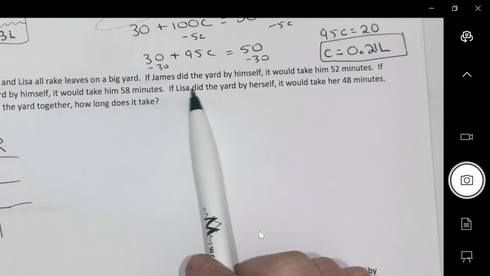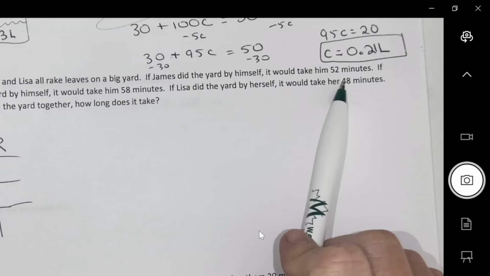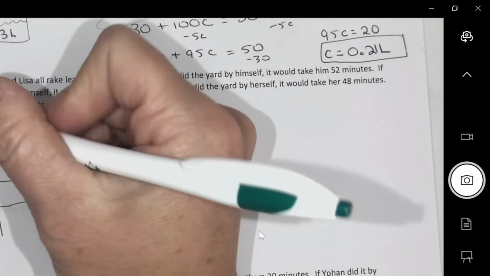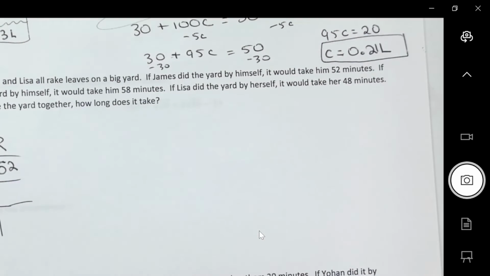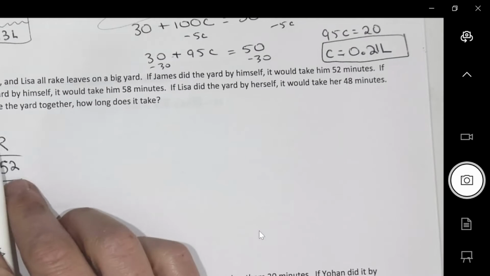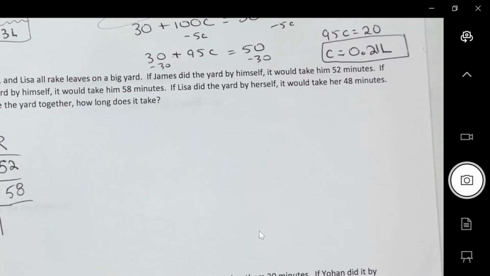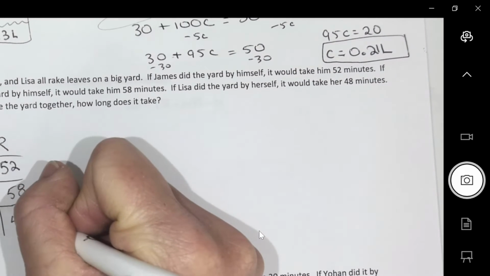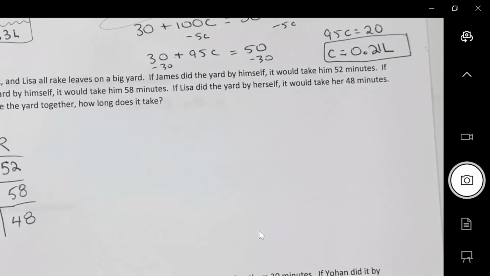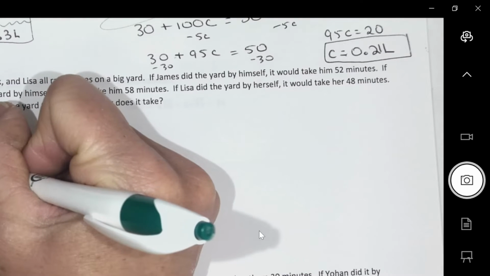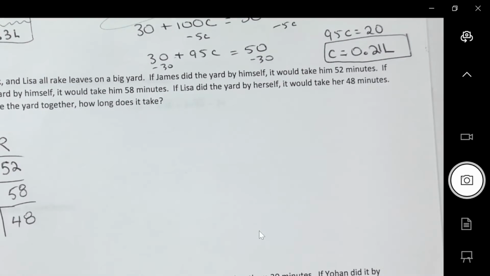Okay, James did the yard by himself, 52 minutes. So James' rate. Nick by himself would be 58. That's a rate. Lisa by herself would be 48. That's a rate. So all together, how long would it take if they're all working? So that's, I'll call it X actually. They're all going to work for X amount to do the job.